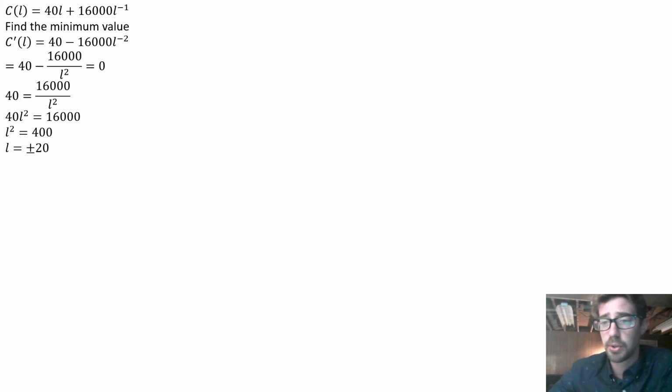And the solution to this equation is plus or minus 20. But in this case, as we've seen, one of those answers doesn't make any sense. You can't have negative 20 as a length. And that's fine. Just say that and be like, okay, throw it out. You wouldn't even have to write that. Just say, well, L is 20, because it obviously has to be positive.